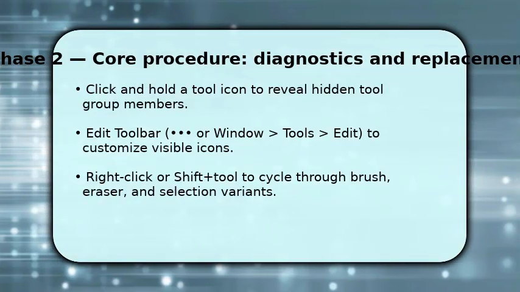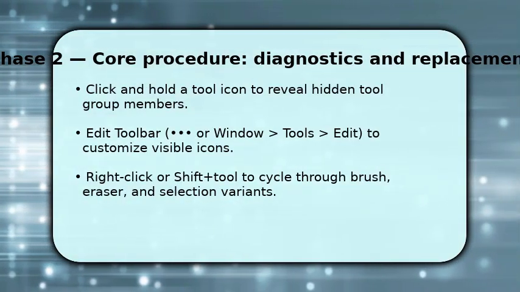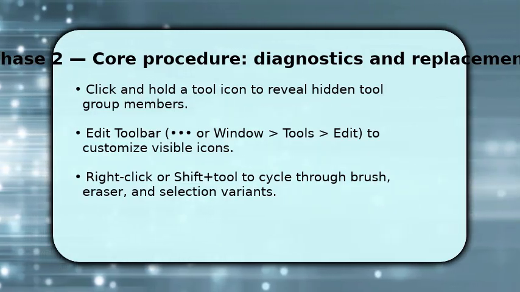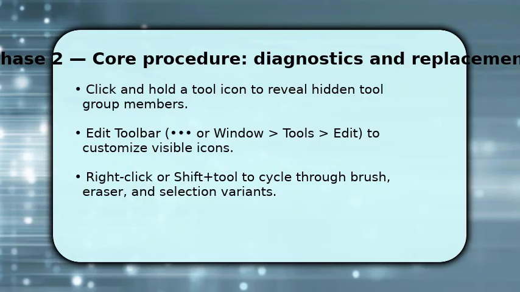Next, reveal every tool variant. Click and hold any toolbar icon to expose its hidden group members. This is where the healing brush, patch, or spot tools live.